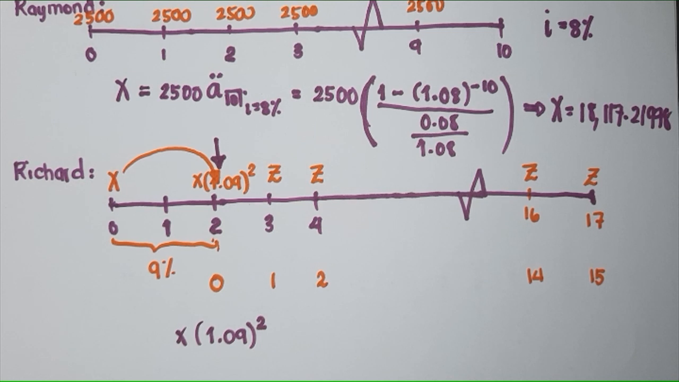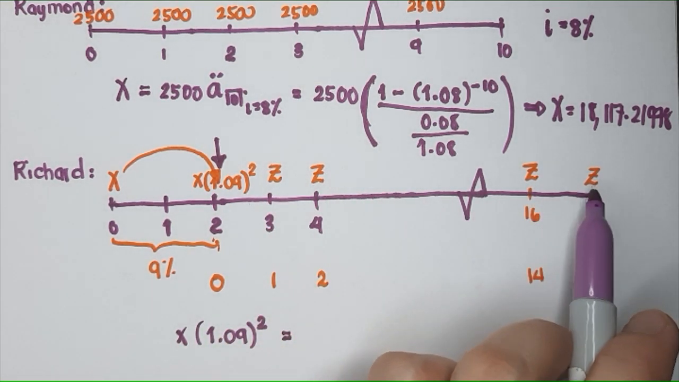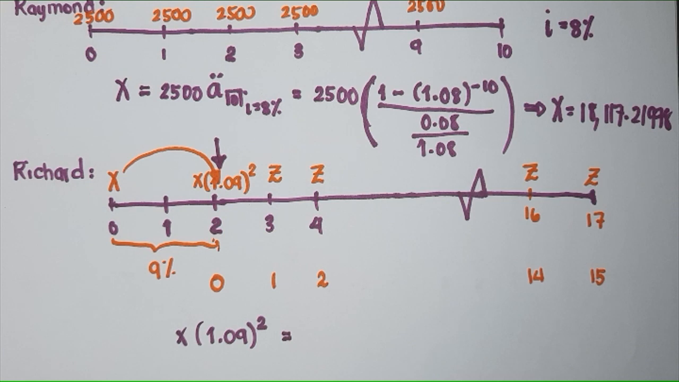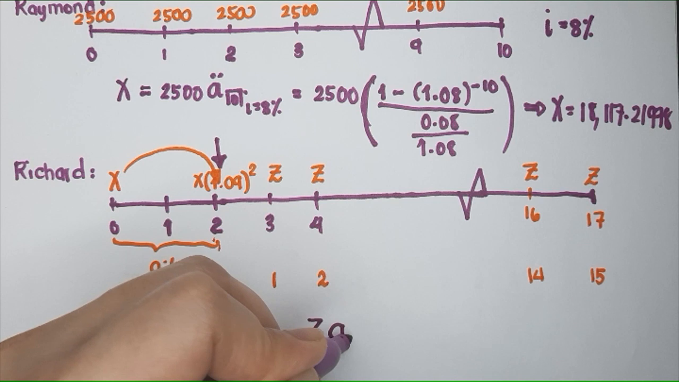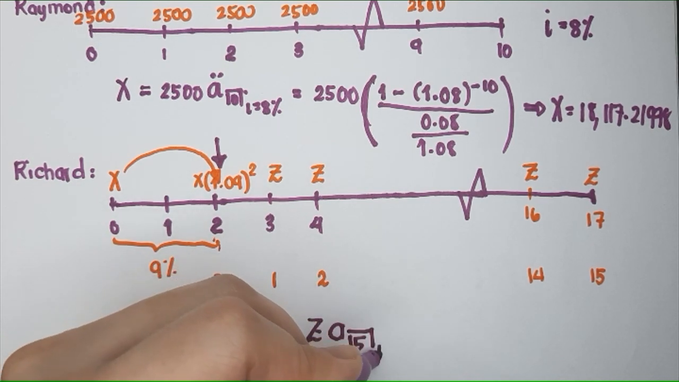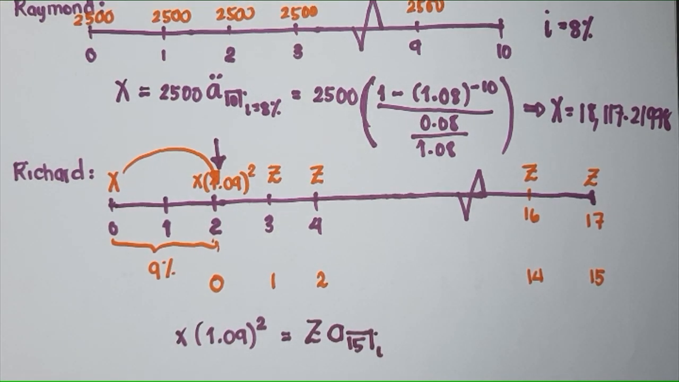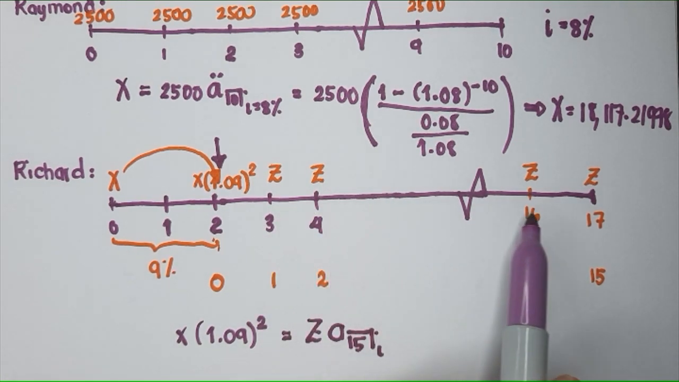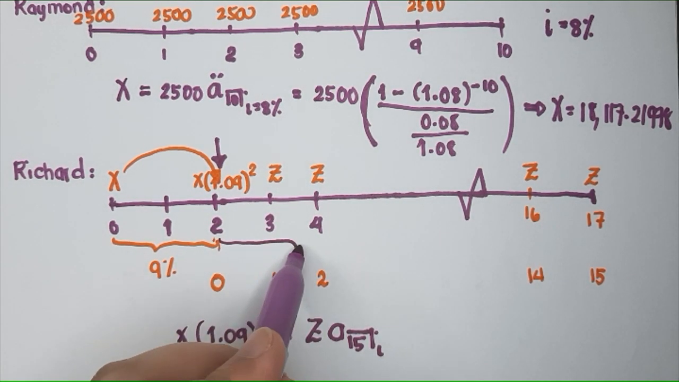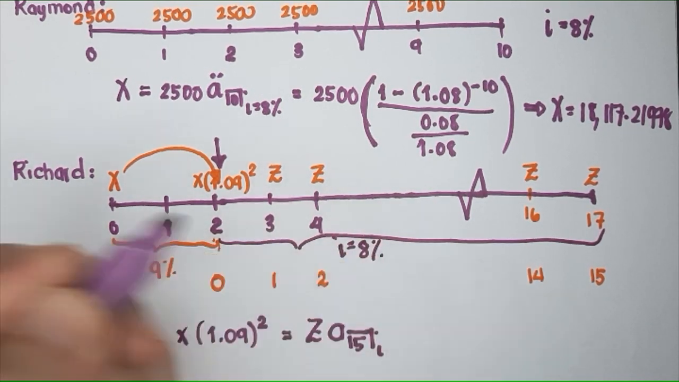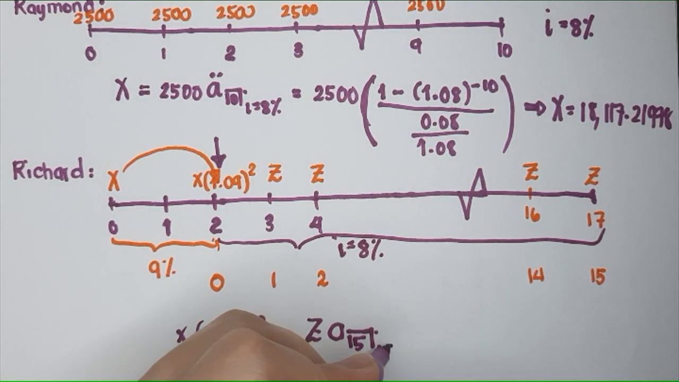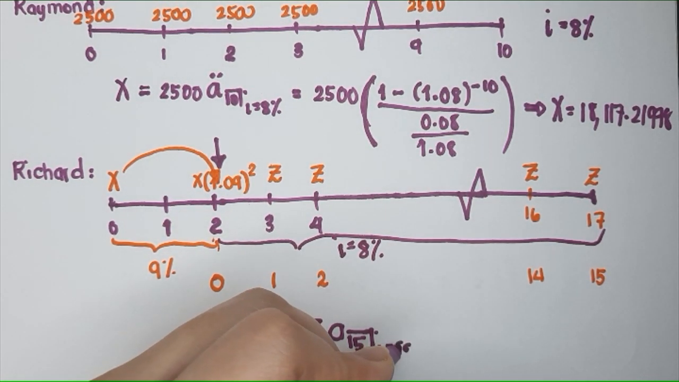Next, this is equal to what Richard receives in exchange for this: these 15 Z's. And that is an annuity immediate, so that's why you write Z, a angle 15. What i will we use? According to the problem, this annuity is valued using i equals 8% also. So i is equal to 8%.